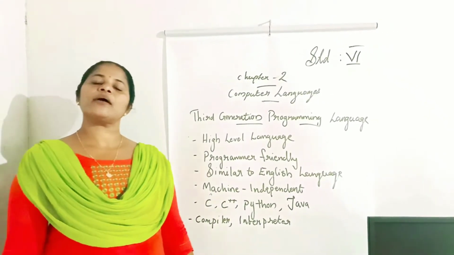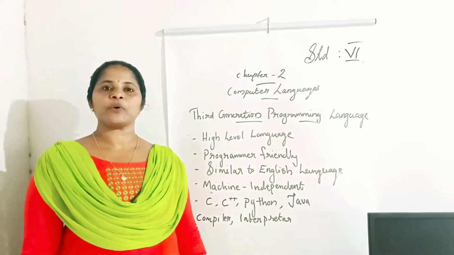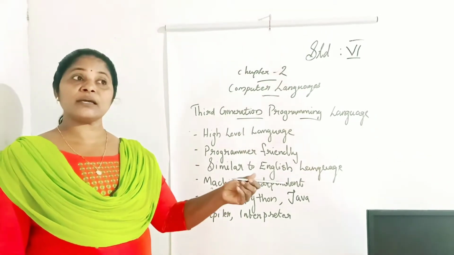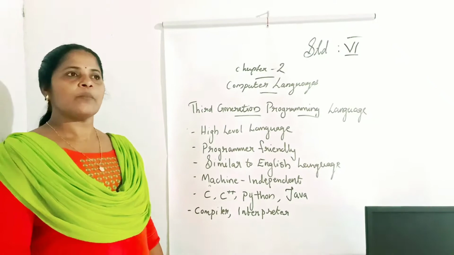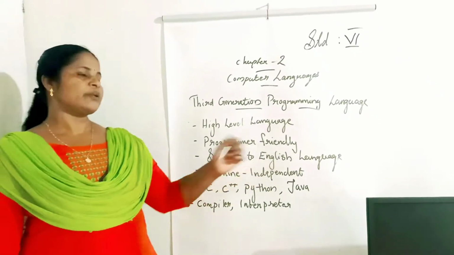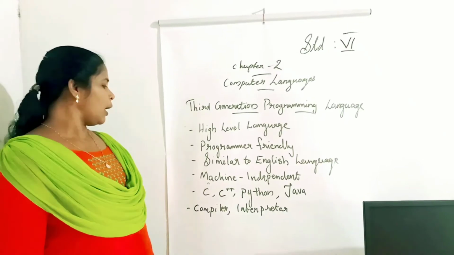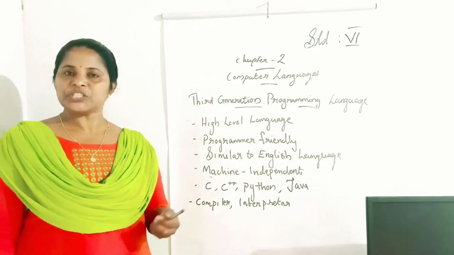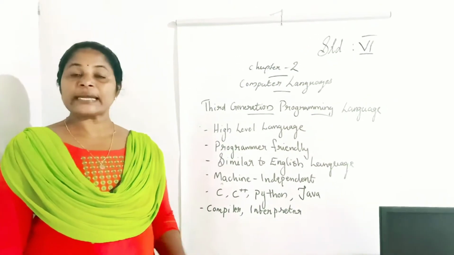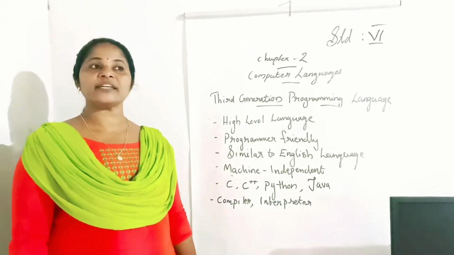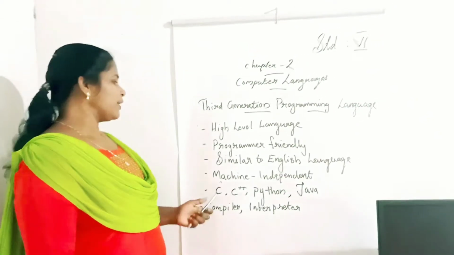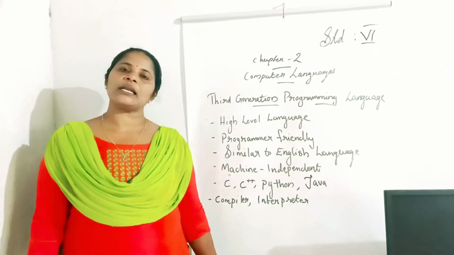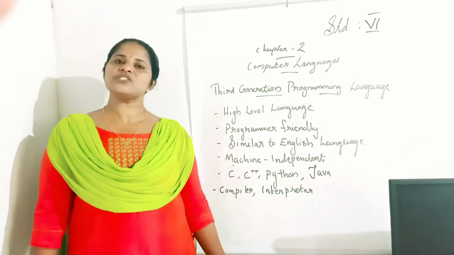Third generation programming language is known as high level programming language. It is a programmer friendly language, and it looks like the English language. It is machine independent because the computer only knows machine language, but this is in the form of English, similar to the English language, and it is not machine friendly. So it is machine independent. Examples of third generation programming languages are C, C++, Python, Java, etc.